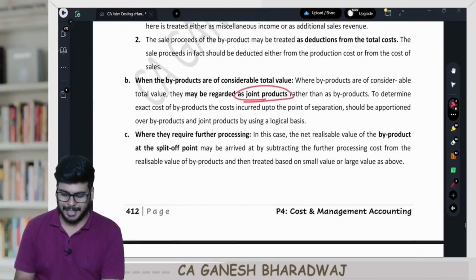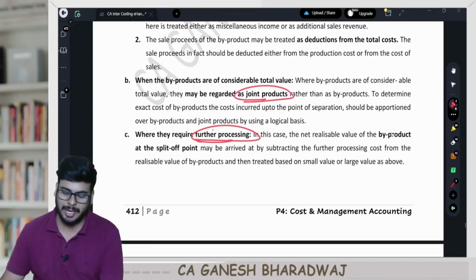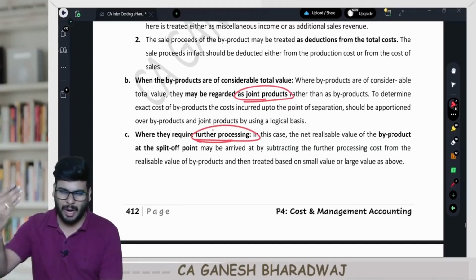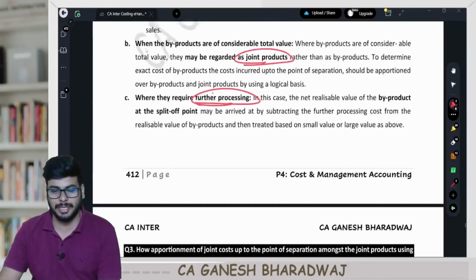And in case it requires further processing, what you need to do is take the NRV, and this NRV should be adjusted from your process cost. Guys, clear with this? Whatever we have learned, just put it in words. That's about it. Clear with this, guys? Fine.